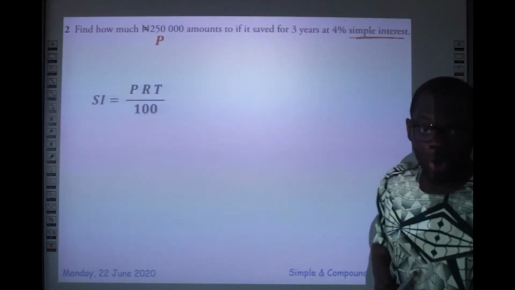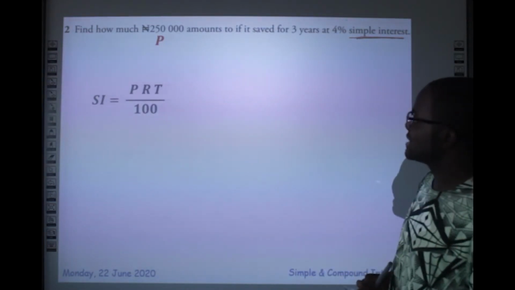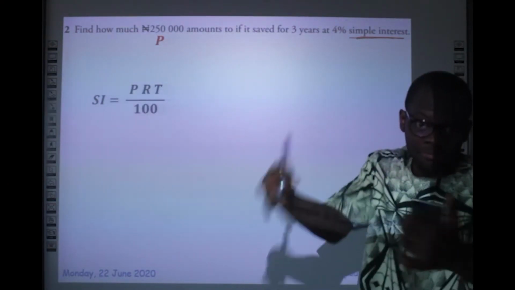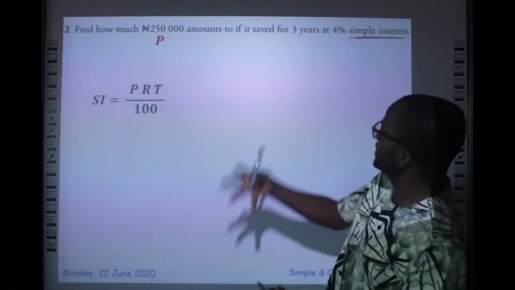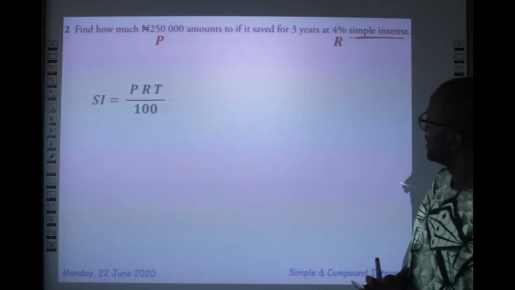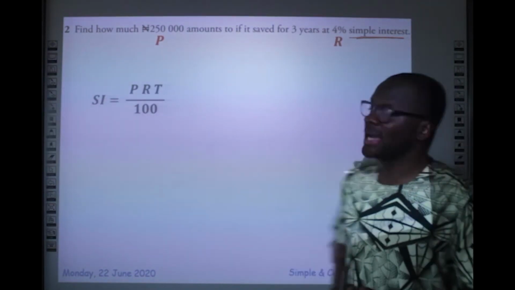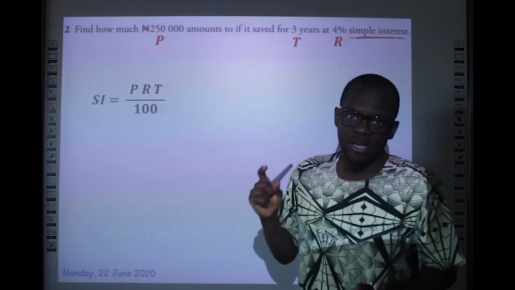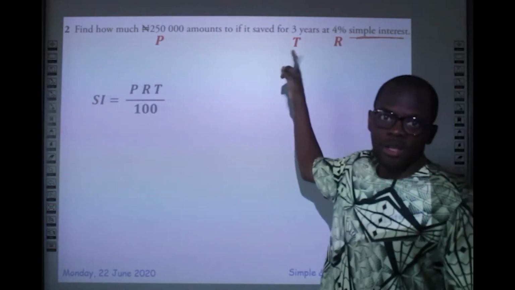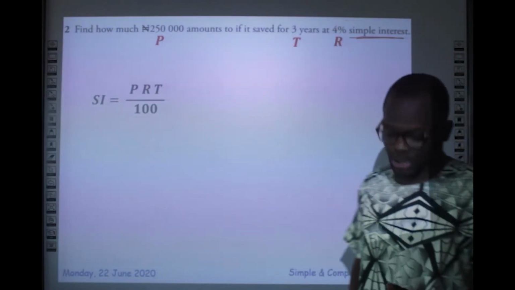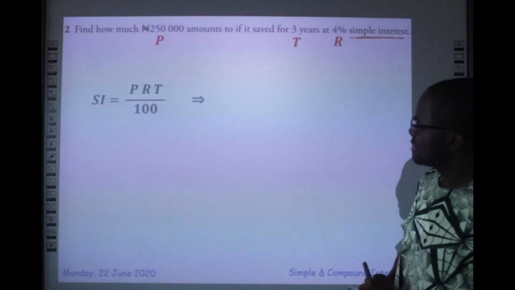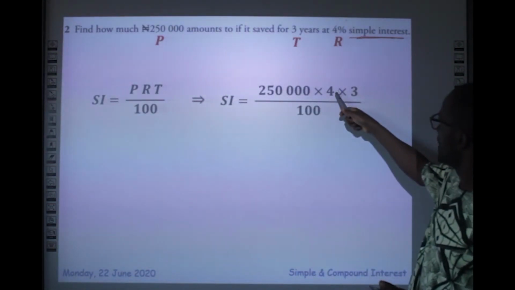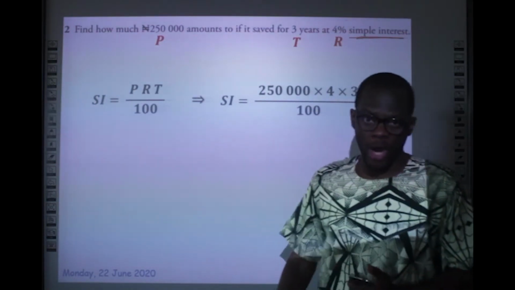Again, you must be able to correctly identify the principal, in this case 250,000, which is what you started with, or the amount of money you are investing. That is your principal. The rate, 4%, and the time, 3 years. So putting all these values into the formula, what do you have? Simple interest will be the principal, 250,000, times the rate, 4, times time 3, over 100.